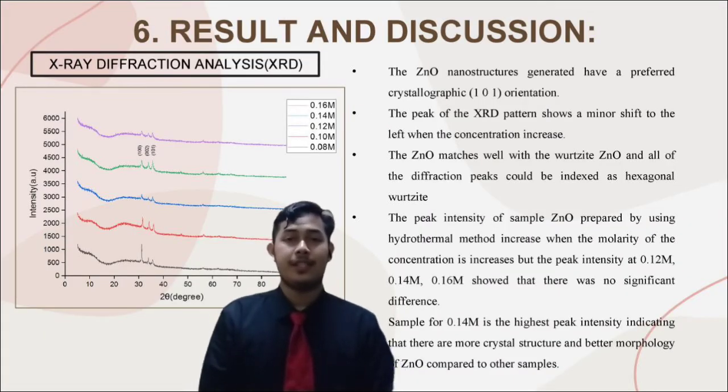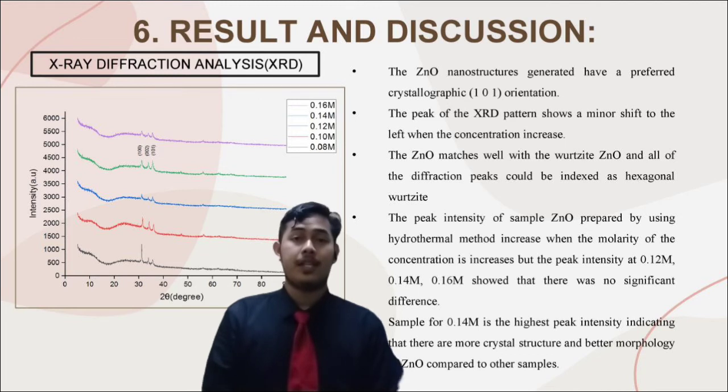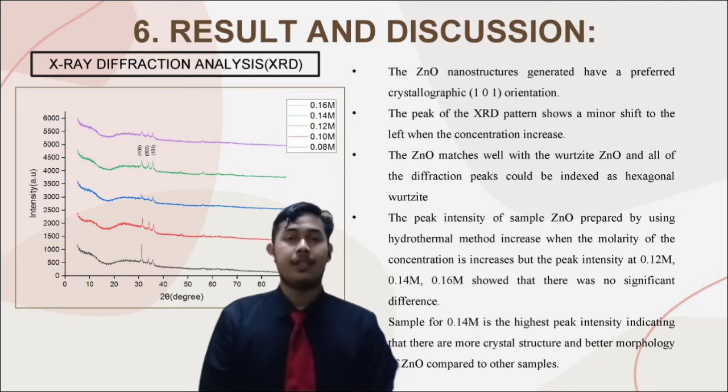Firstly, X-ray diffraction, XRD. The zinc oxide nanostructure generated has a preferred crystallographic 101 orientation. The peak of the XRD pattern shows a minor shift to the left when the concentration increases. The zinc oxide matched well with the wurtzite zinc oxide and all of the diffraction peaks could be indexed as hexagonal wurtzite.